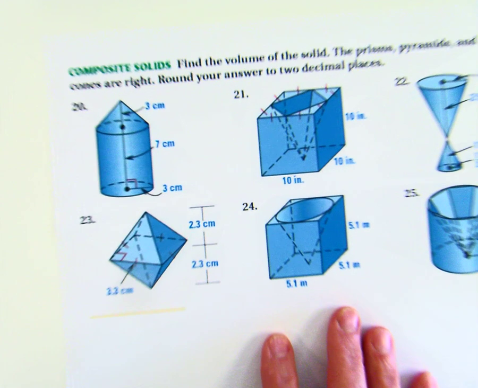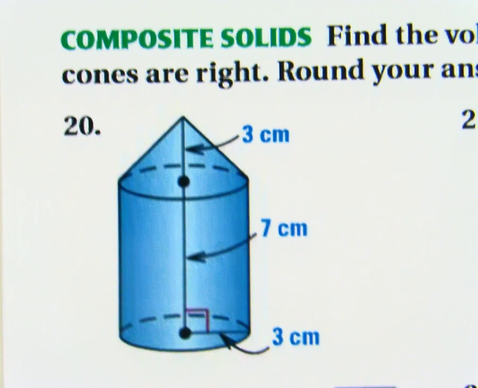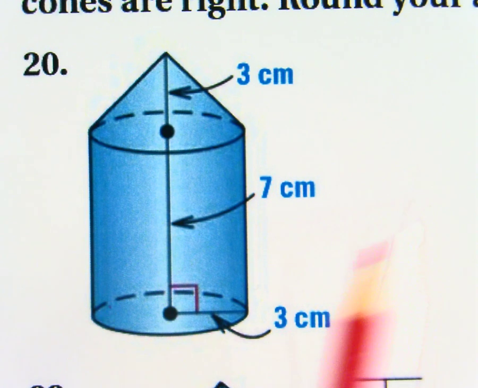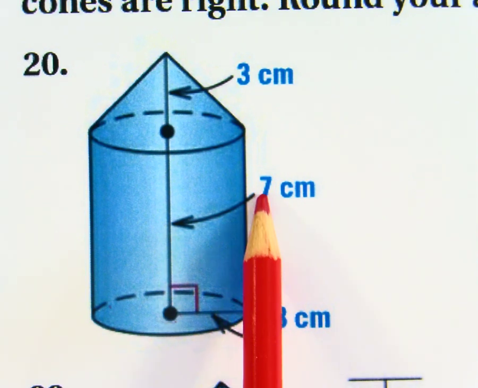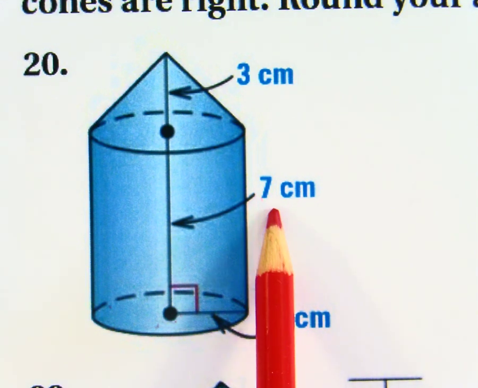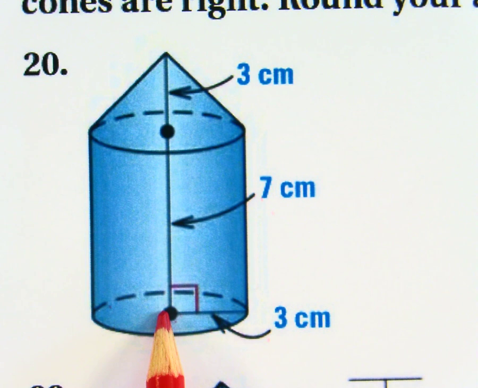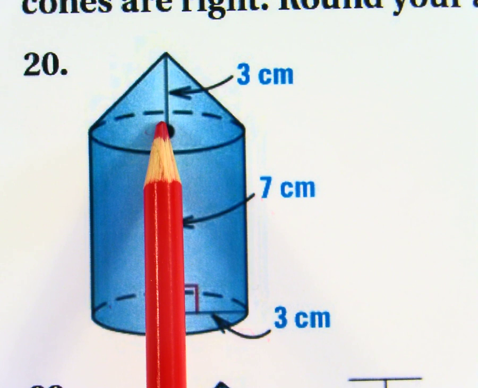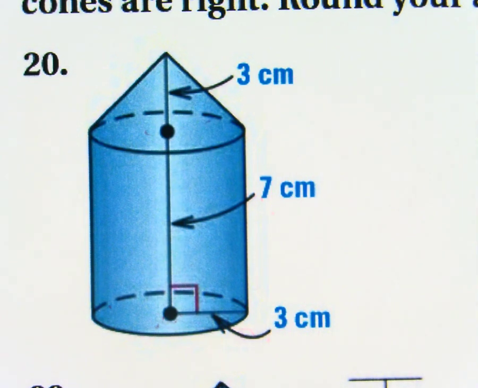Here we have some composites. How are you going to figure these? Figure them up and add them, and some of the ones you're going to subtract. This is a cylinder. The radius of the base is 3 centimeters. The height is 7. So this is pi r squared h, or capital B, area of the base, times height. That'll be pi times 3 squared times 7, which gives you the volume of the cylinder. To get the cone above it, it has the same base, so it's pi r squared h divided by 3, or 1/3 pi r squared h.